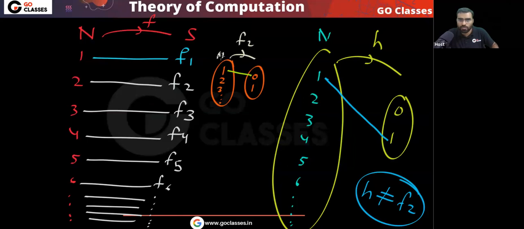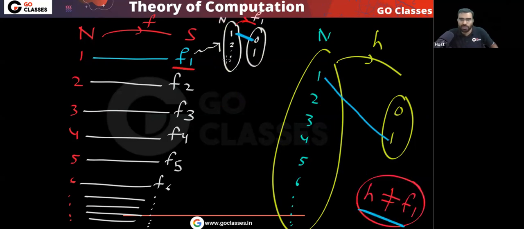This is your f2. Okay, so tell me, in your f2, 1 is mapping to 0. Now what will you do? In this h, what will you do? In this f2 you focus on 2. In this f2 you just focus on where 2 is going.